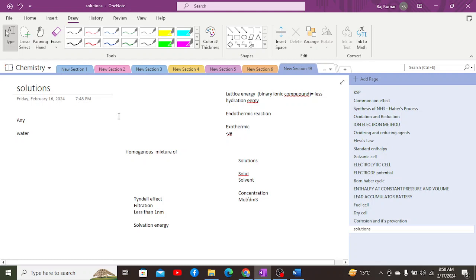when it comes to some other characteristics of solutions, there are nine types of solutions.